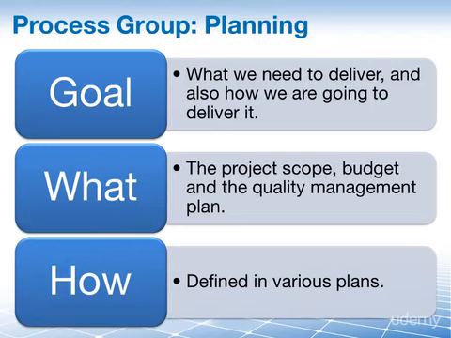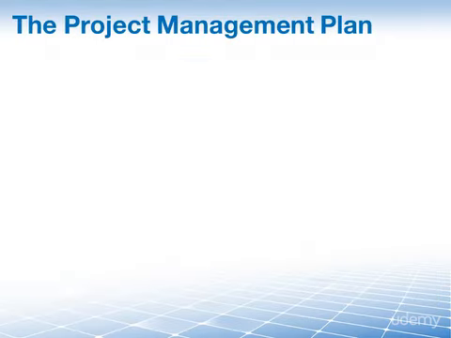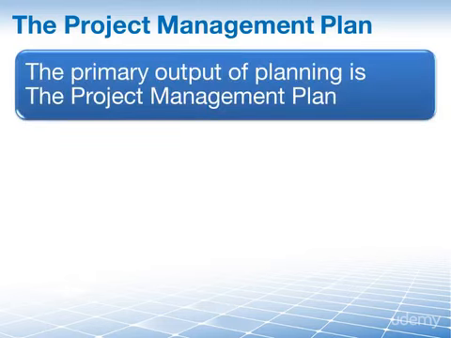At the end of the planning process group, we will have a solid understanding of our project and product thanks to all the plans that we have developed and that are integrated into the project management plan. So the what and the how is what we plan in planning, and the project management plan is the output, or in some processes, an update to the already existing project management plan is the output.